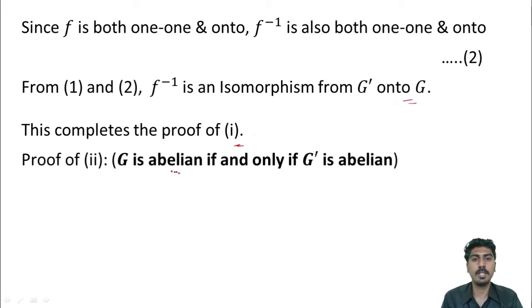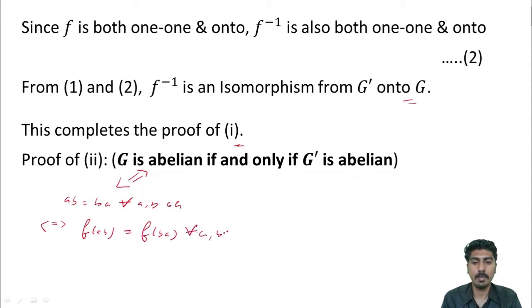Next, we shall show that G is abelian if and only if G dash is abelian. I will just give the outline of the proof. G is abelian if and only if ab is equal to ba for all a, b belongs to G. Since f is an isomorphism, f is a one-one function, and therefore we can write f of ab is equal to f of ba for all a, b belongs to G.